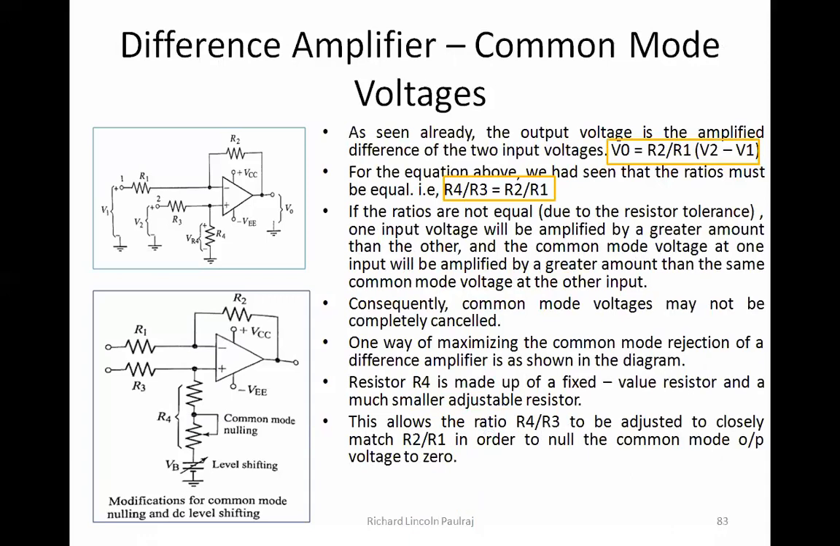And we also looked into a few formulas, right? V naught is equal to R2 by R1 multiplied by V2 minus V1. So with this, we get to know that there's a difference between the input voltages. Hence the term difference amplifier. Sometimes it's also referred to as differential amplifier.